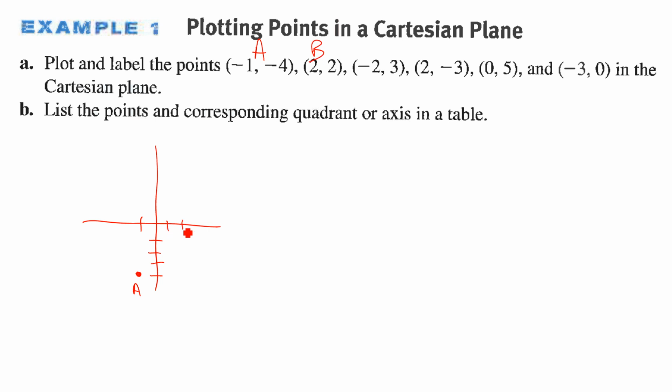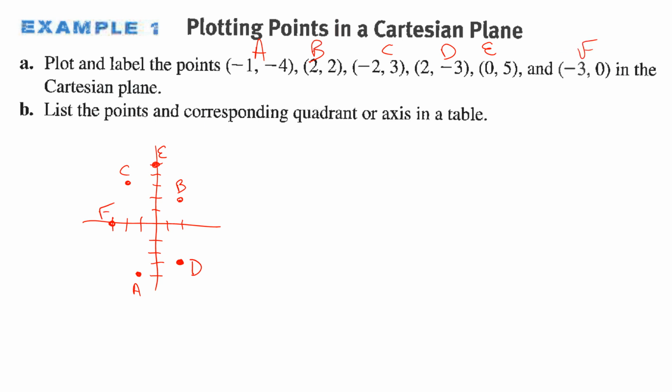Point B, 2, 2. So we'll go right 2 and up 2, and we'll call this point B. -2, 3 will go left 2 and up 3. That'll be right there. That's point C. 2, -3 will go right 2 and down 3. So that'll be point D. 0, 5. So we'll go none to the left or the right, but we'll go up 5. That'll be point E. And -3, 0 will go left 3 and none up and down. That will be point F.